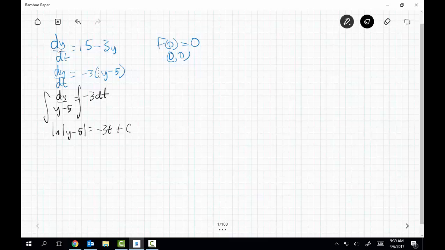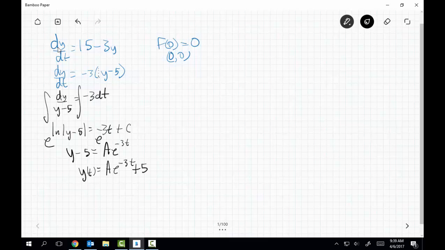Now, I take e to the, and I'm not going to go through the whole absolute value thing, remember what I did earlier. I'm not going to go there. I can simply say if I take e to the both sides, I get y minus 5 is equal to a e to the -3t. That a gobbles up the plus and minus that we have to deal with for the absolute values. So y of t is equal to a e to the -3t plus 5.